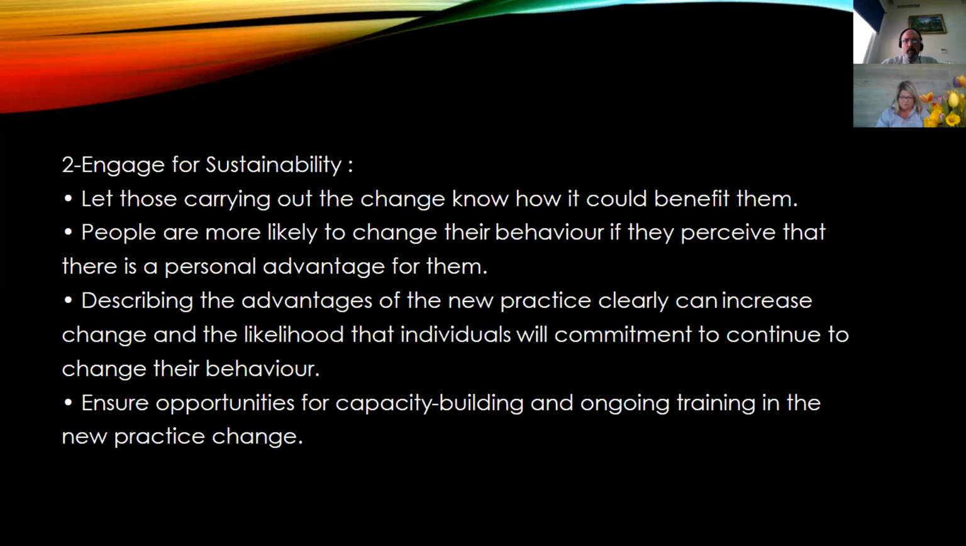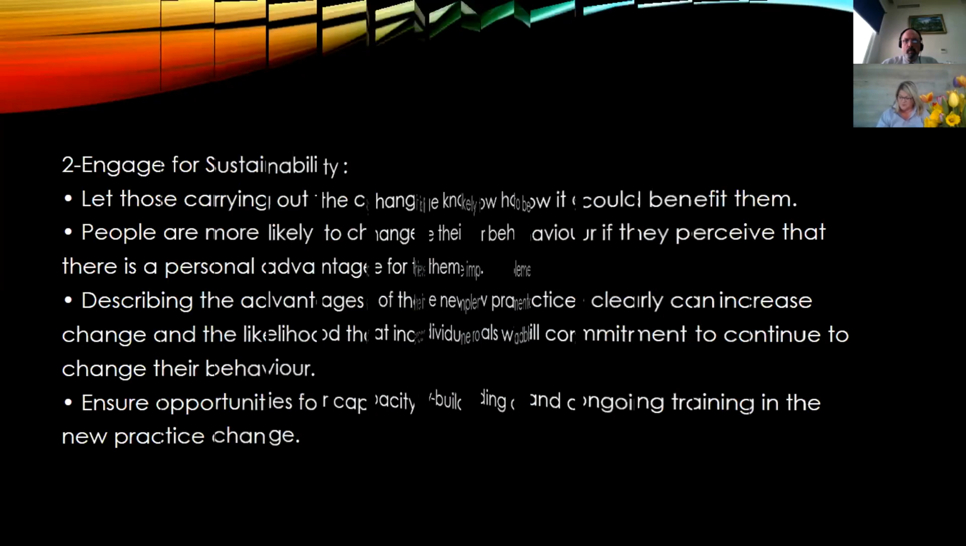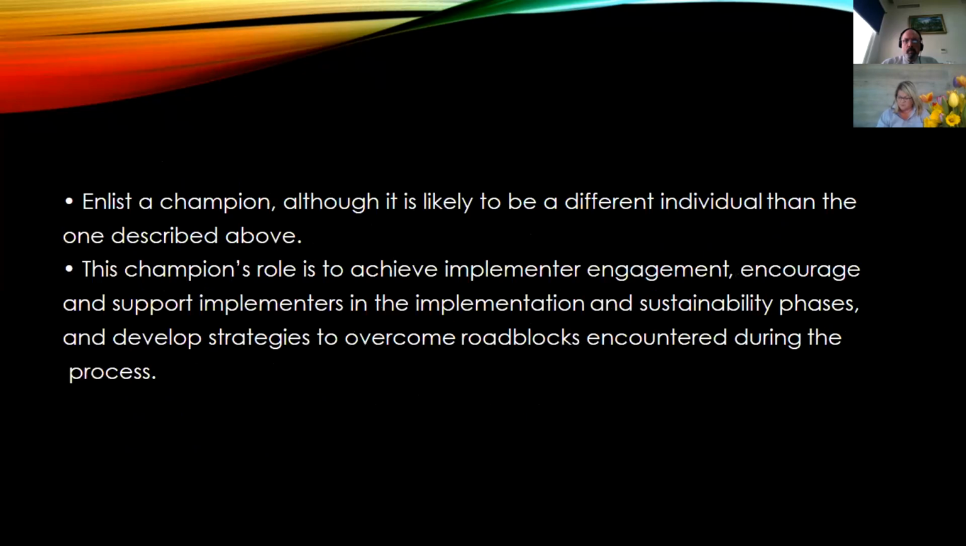Ensure opportunities for capability building and ongoing training in the new practice change. Enlist a champion, although it is likely to be a different individual than the one described above. This champion's role is to achieve implementation engagement, encourage and support implementers in the implementation and sustainability phase, and develop the strategies to overcome roadblocks encountered during the process.